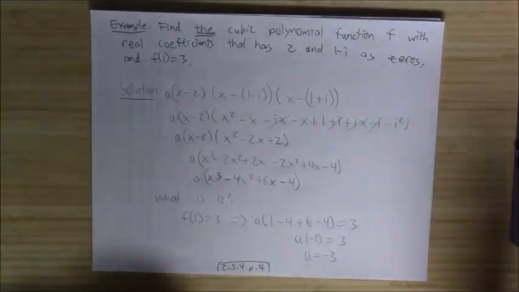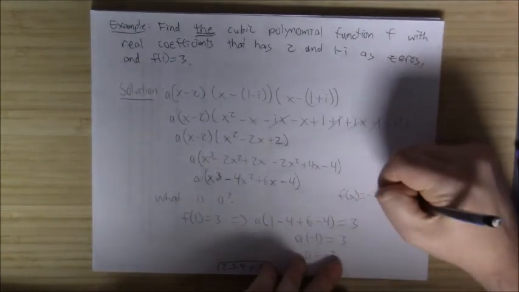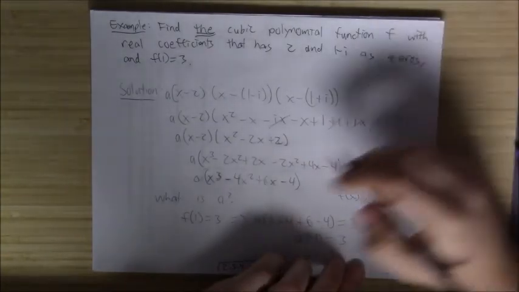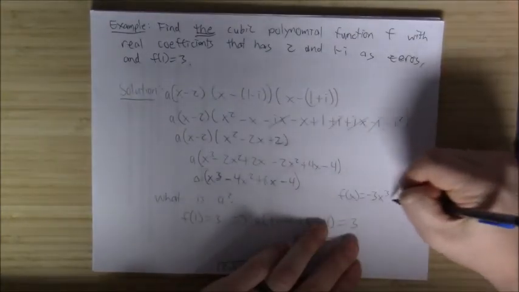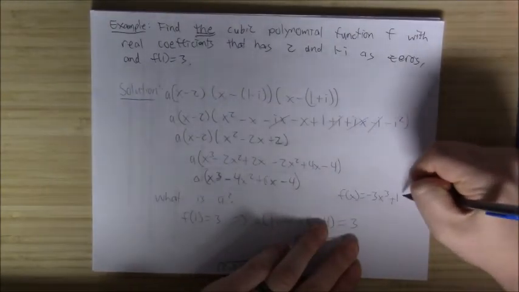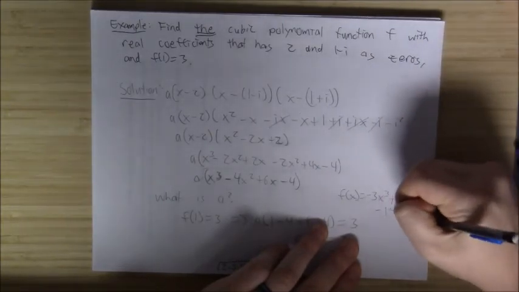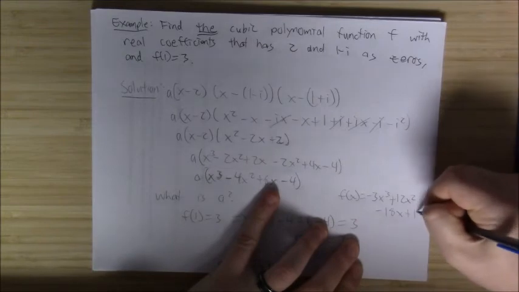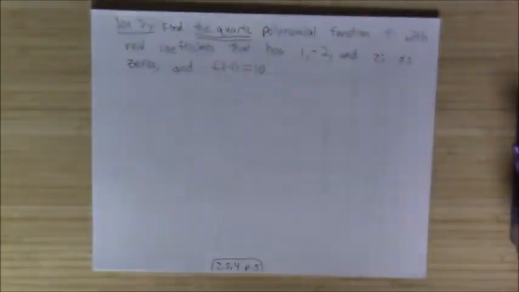So our final solution is actually f of x equals negative 3 times all of this, which would be negative 3x cubed plus 12x squared minus 18x plus 12. And that is our solution. And again, it's time for you to try an example.